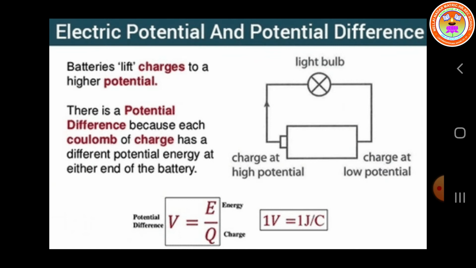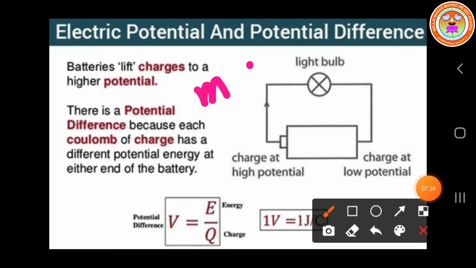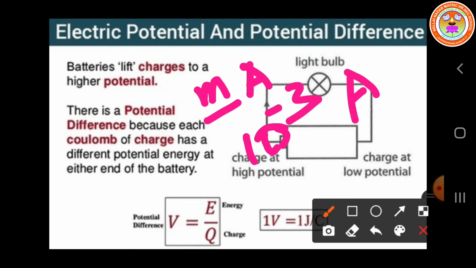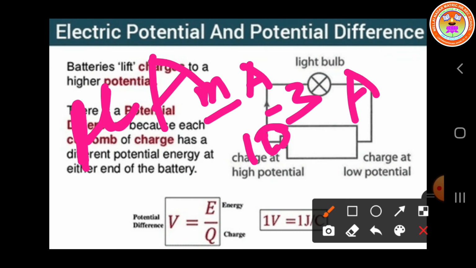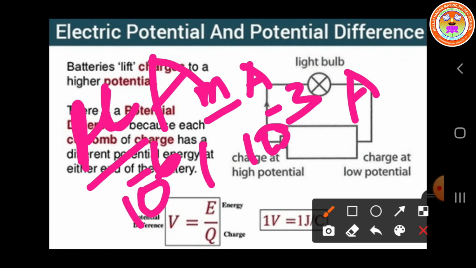So a milliammeter is denoted by mA. M stands for milli. So what is the value of a milliampere? 10 power minus 3 ampere. Microampere: micro is denoted by the symbol mu. This is the symbol for micro. So microampere we can write as mu A. What is the value of micro? 10 power minus 6 A.